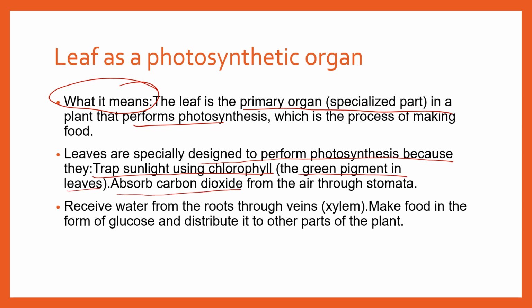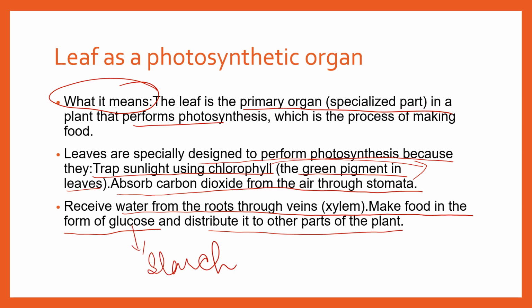They absorb the carbon dioxide from the air through stomata. So the chlorophyll is trapping the sunlight and they are absorbing carbon dioxide through the stomata. All these things are present especially in the leaves, right? They receive water from the roots through the veins, and they make food in the form of glucose and distribute it to other parts of the plant. Glucose is converted into starch, and in this starch form it is stored in different parts of the plant body. This is why the leaf is called the photosynthetic organ of the plant.